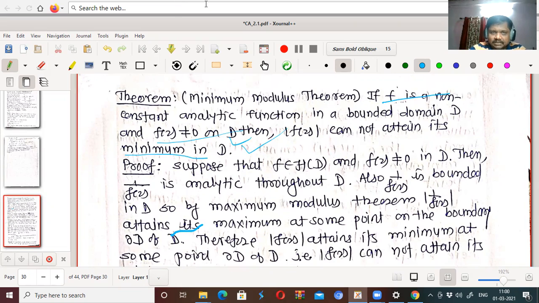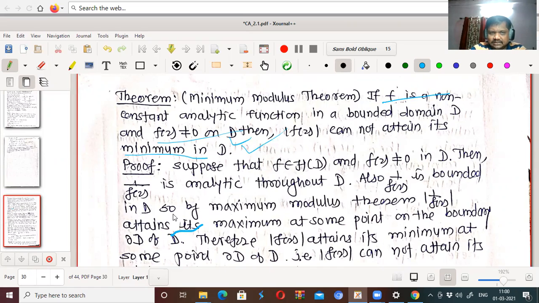This is the minimum modulus theorem. Suppose that f is analytic in domain D and it is non-zero in D. Then 1 by f(z) is analytic throughout D because f is non-zero. F is analytic, which is non-zero, so 1 by f(z) is also analytic throughout D. Also 1 upon f(z) is bounded in D.